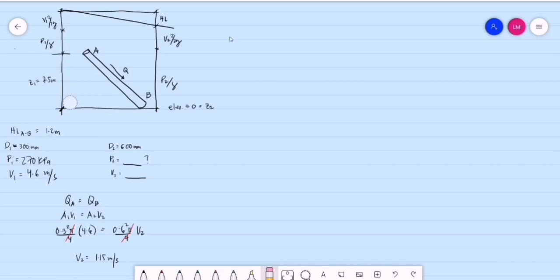Starting again at point A, our first point, we have the elevation head at point A or point 1, plus the pressure head P1 over gamma, plus the velocity head, that is V1 squared over 2g. It will be equal to the total energy head at point B, or our second point. That is, we have the head loss plus the velocity head V sub 2 squared over 2g, plus the pressure over gamma at point 2, plus the elevation head of point 2.